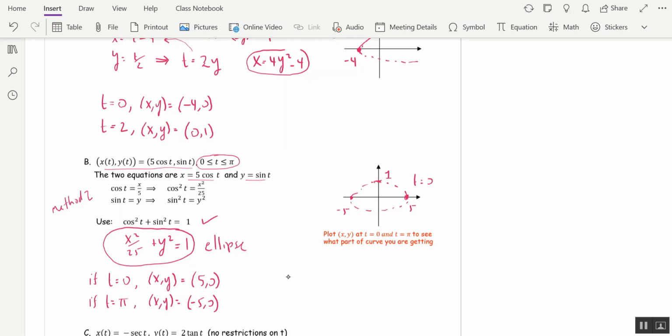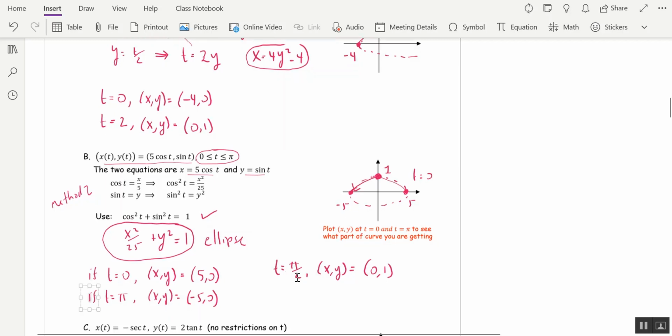Now the question is, I'm starting here and I'm ending here. Am I going across the top or the bottom? So to figure that out, pick a number between 0 and pi, maybe t equals pi over 2, and compute x and y. So if t is pi over 2, x, y is 0, 1. So that means I'm up here, so I'm getting the top half of the ellipse. If there were no restrictions on t, I would get the whole ellipse.